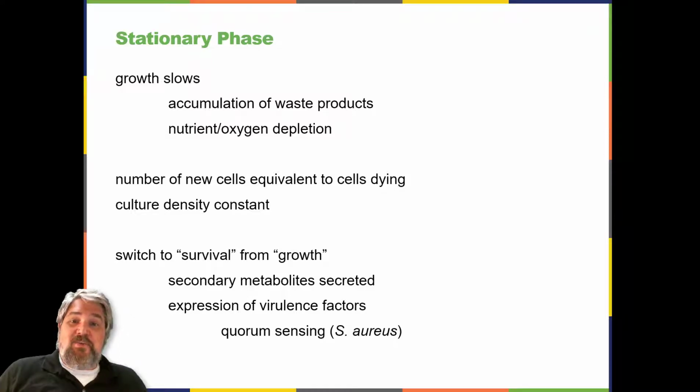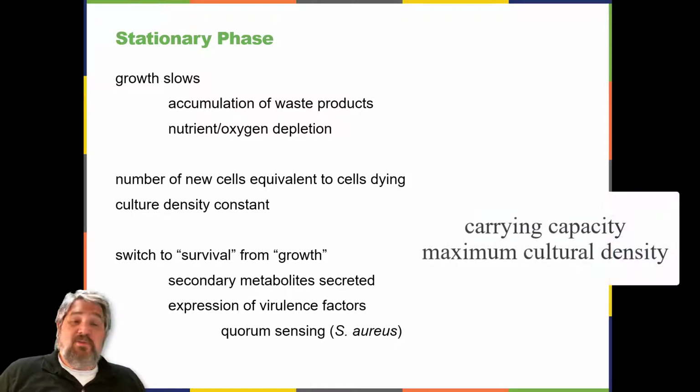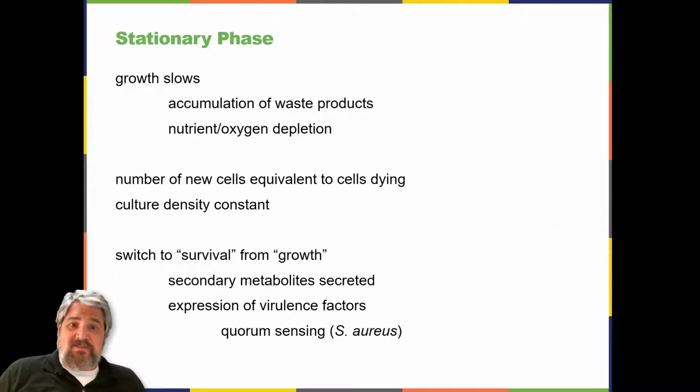In this phase, the number of new cells created by cell division is now equivalent to the number of cells dying. Thus, the total population of living cells is relatively stagnant. The culture density in a stationary culture is constant. The culture's carrying capacity, or maximum culture density, depends on the type of microorganisms in the culture and the specific conditions of the culture. However, carrying capacity is constant for a given organism grown under the same conditions.